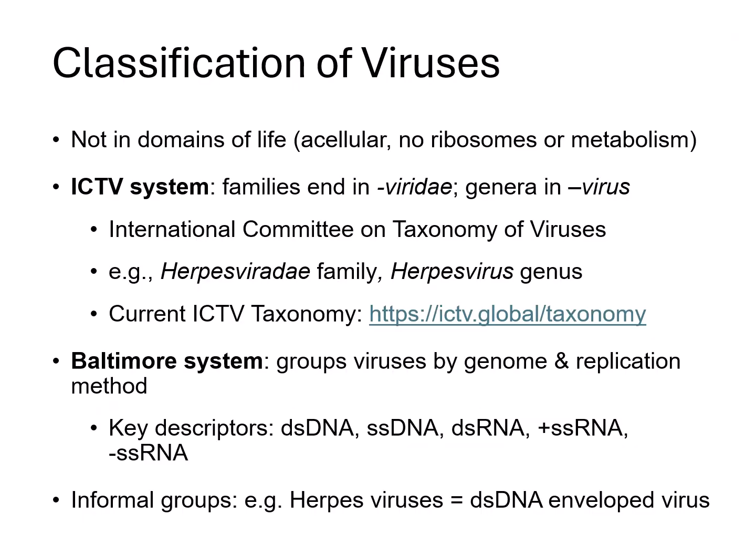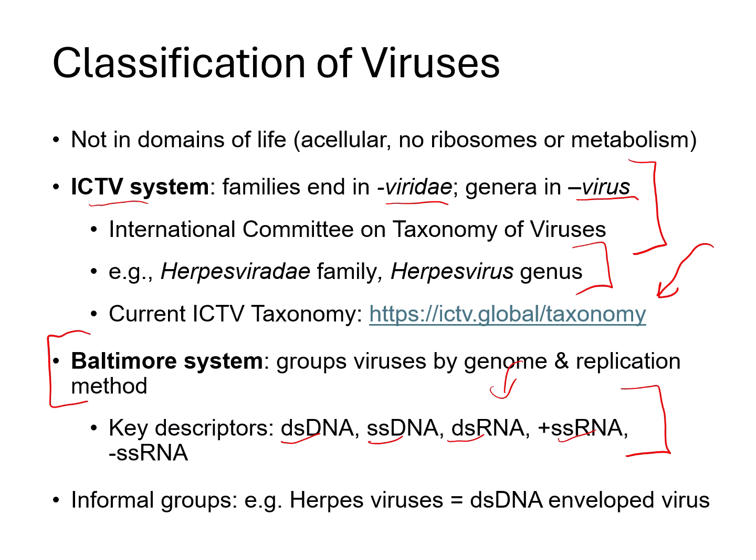Viruses are not in the 3 domains of life, so they're actually classified by the International Committee on Taxonomy of Viruses using their system. Here, family names will end in viridae and genera end in virus, such as shown here, herpes viridae family, herpes virus genus. And this link will take you to current taxonomy of viruses. Another system is the Baltimore system that groups viruses by their genome or their replication method. And for the genome categories, we have double-stranded or single-stranded DNA, double-stranded or single-stranded RNA, and we'll talk about positive and negative in the next section.